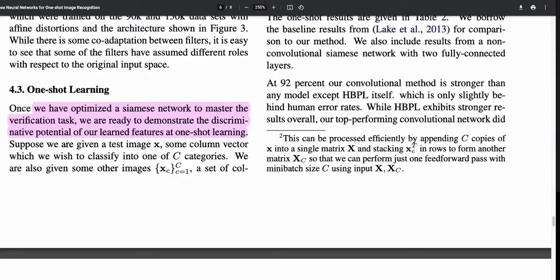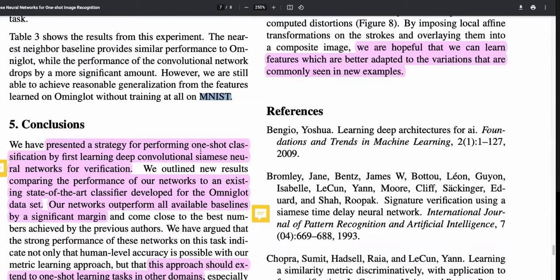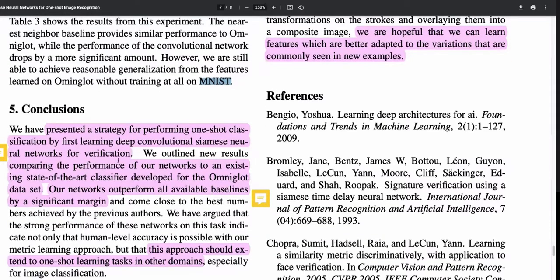So in conclusion, this is a strategy for performing one-shot classification by first learning a deep convolutional Siamese network for verification. In their own case, they are using it on a one-shot classification task, but we are adapting it for a zero-shot learning task. So it's quite different from what they have done, but we're both using the Siamese neural network.